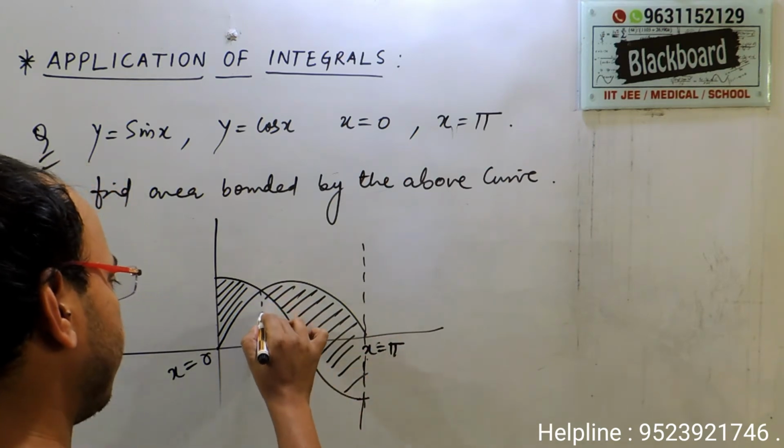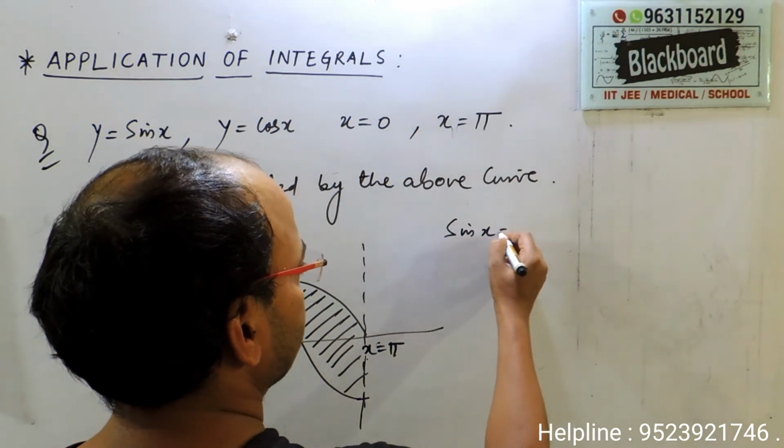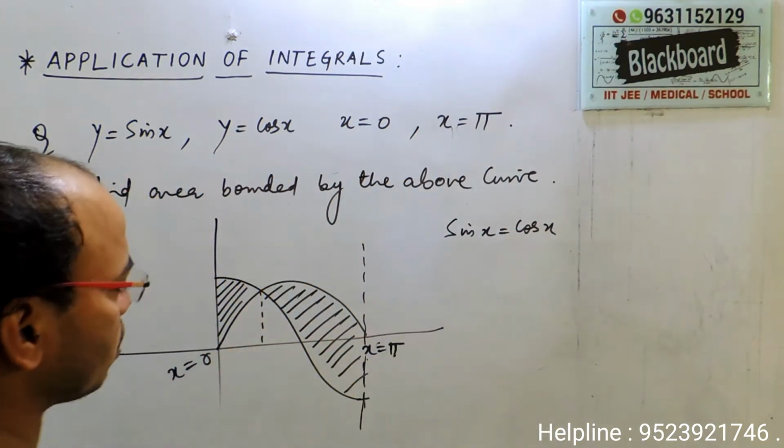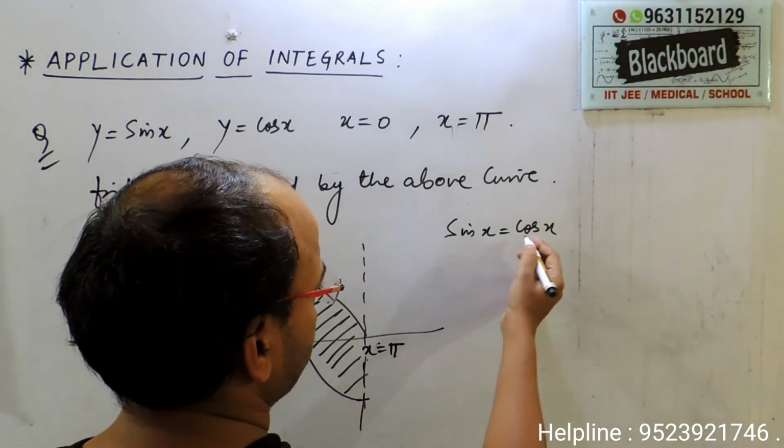And first find the point of intersection. इस point of intersection को कैसे find out करेंगे? Equate sin x equals to cos x. This is first quadrant because 90 डिग्री यहाँ पर होगा. This is first quadrant. Sin x equals to cos x.